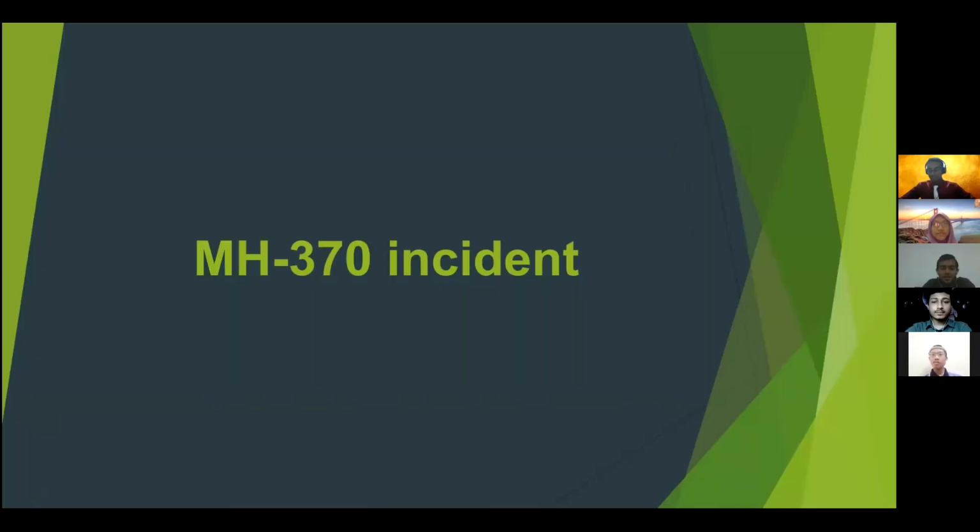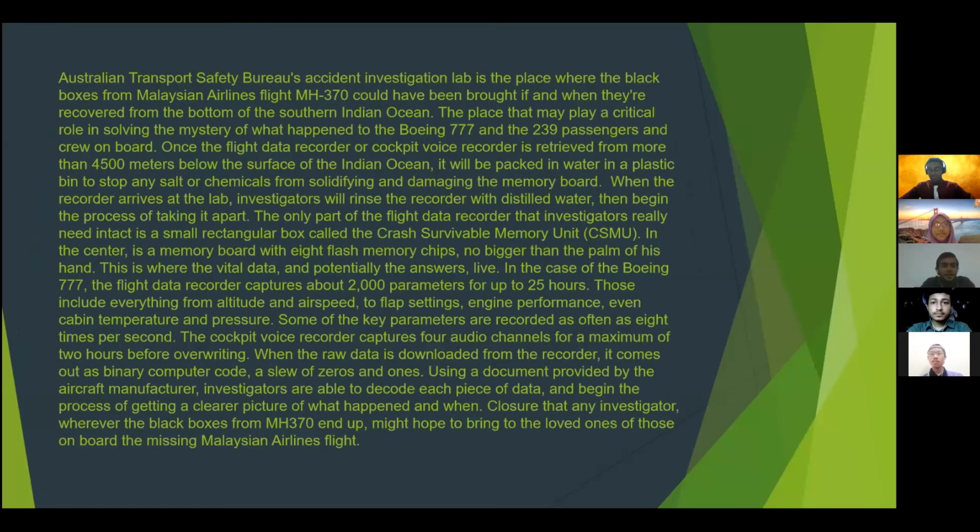Okay, now the MH370 incident, one of the most shocking incidents to the aviation world. The Australian Transport Safety Bureau Accident Investigation Lab is the place where the black box from Malaysia Airlines flight MH370 could have been brought, since it's the nearest place and may play a critical role in solving the mystery of what happened to the Boeing 777 and the 239 passengers and crew on board.